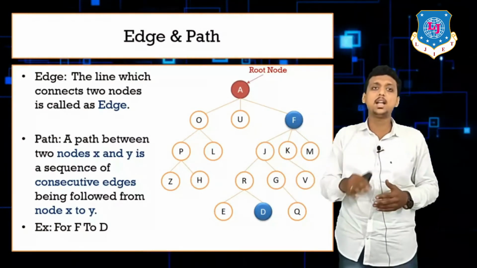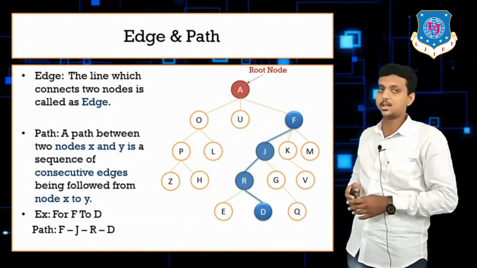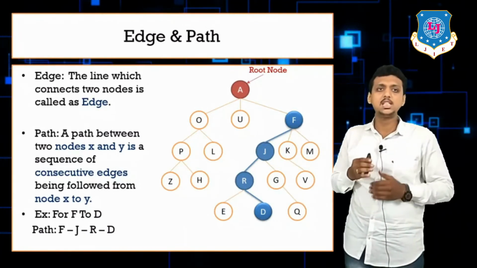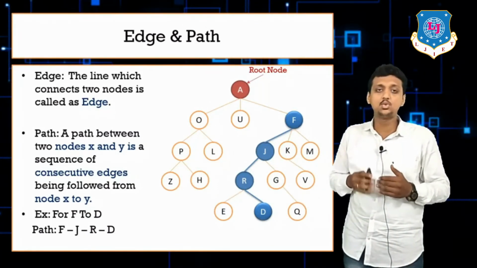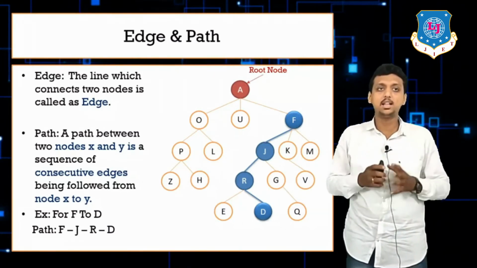So this is a path from source to destination. The highlighted path is here, from F to J, J to R, and R to D. So that is known as path.